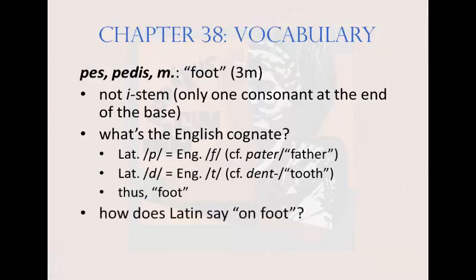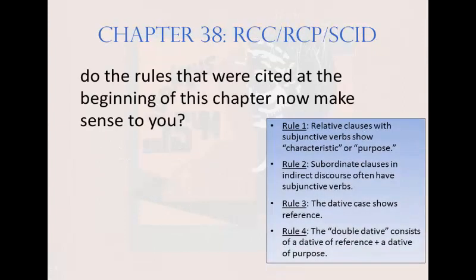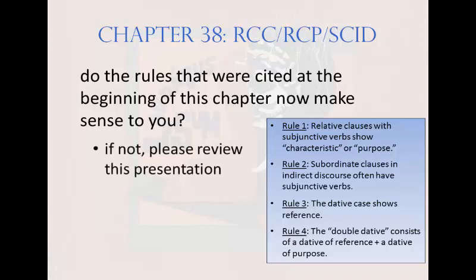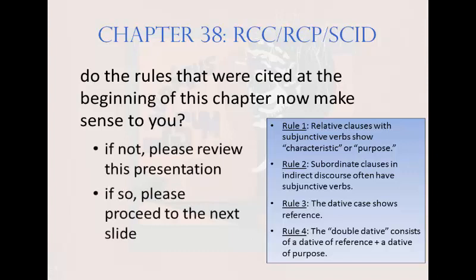How would Latin say on foot? What does on foot mean? You're using your foot, right? So what case, in what usage, shows the instrument employed to do something? The ablative of means, of course. So on foot in Latin is pede, no preposition. Done and done. Do the rules that were cited at the beginning of this chapter now make sense to you? If not, please review this presentation. If so, please proceed to the next slide.